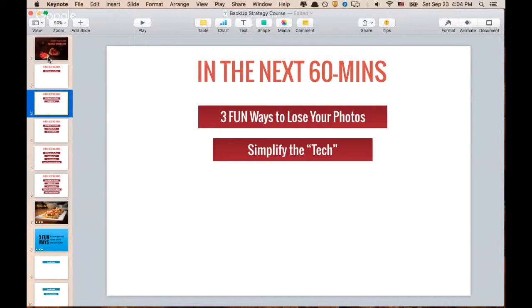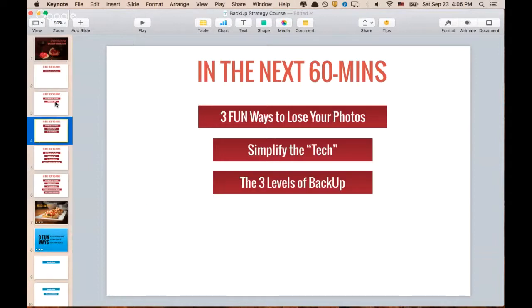Then we're going to talk about simplifying the technical portion, the technology. It's very confusing. Sometimes it can be intimidating to even go about starting, how do I even start my own backup plan. So we'll talk about that here as well. Then we'll go to the three different levels of backup, depending on where you are in your photography career. What kind of level should you go with? I'm going to talk about that.